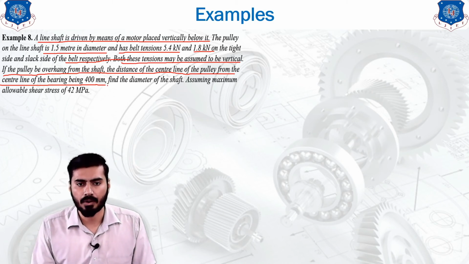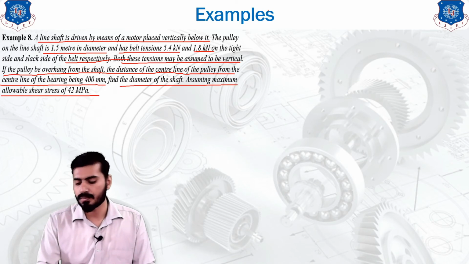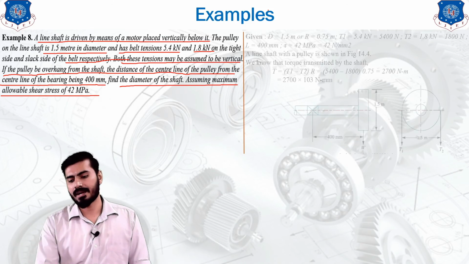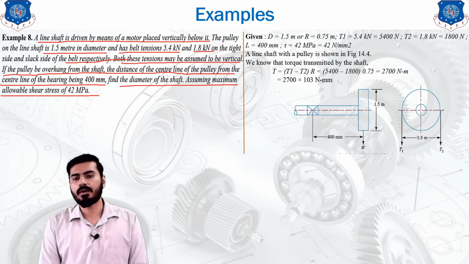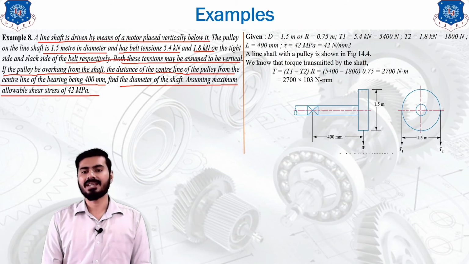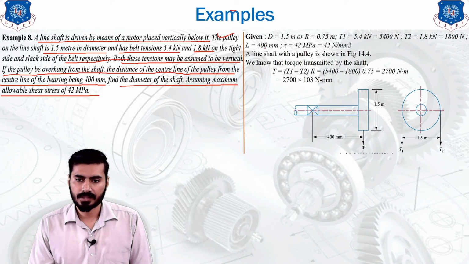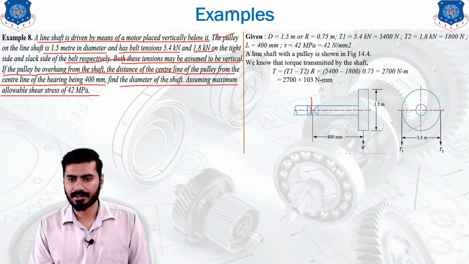Find the diameter of the shaft assuming the maximum allowable shear stress as 42 megapascal. So 42 megapascal shear stress is given. Now consider this diagram for the calculation of the example. As you can see, the distance between the bearing and the pulley center line is 400 mm.